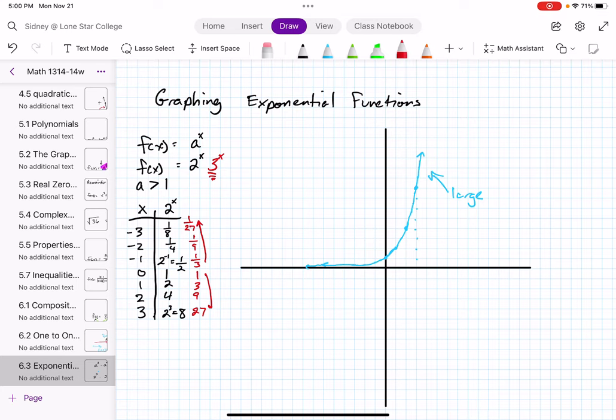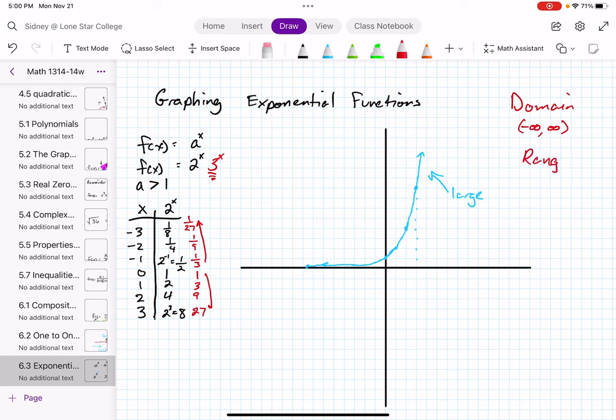And so we talk about domain and range, and let's talk about domain. I can get really big x values, I can get really small x values, and I'm always going to have an output. Nothing is going to cause this to be undefined. And so the domain is everything from negative infinity to positive infinity. I can plug in anything.